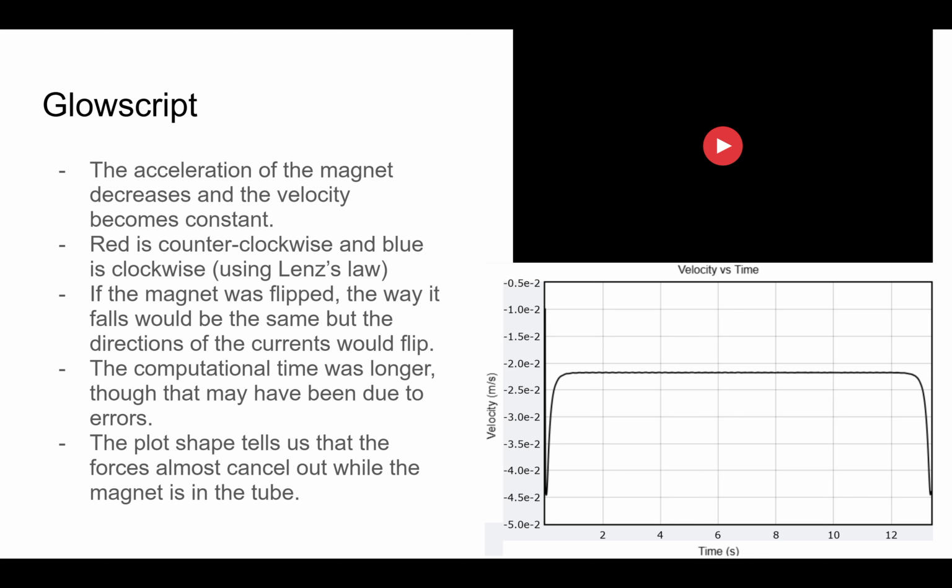The plot shape tells us that the forces pretty much cancel out while the magnet is in the tube, because if the acceleration is 0, that means the net force is 0. So the magnet doesn't necessarily slow down until the end, but you can see that it gets faster up to a point and then its velocity stays constant.